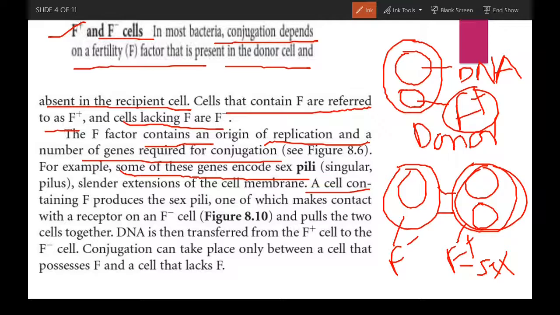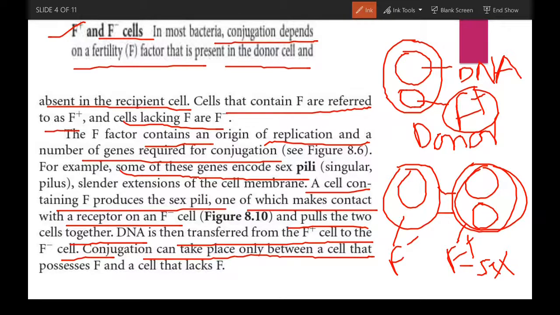A cell containing F produces the sex pili, one of which makes contact with a receptor on the F minus cell and pulls the two cells together. DNA is then transferred from the F plus cell to the F minus cell. Conjugation can take place only between a cell that possesses F and a cell that lacks F. So again I repeat, conjugation can only occur between a donor cell which is F plus and a recipient cell which must be F minus.